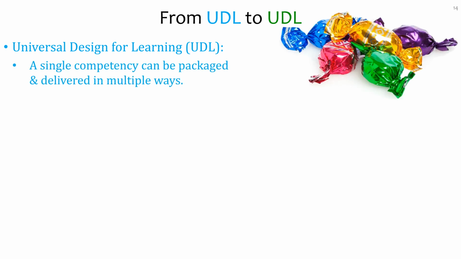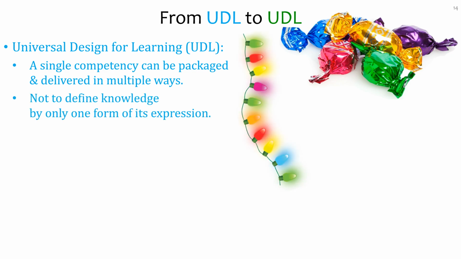From UDL to UDL, so let me explain what this is. My experience with UDL gradually transformed my entire outlook on life. So with universal design for learning, the idea is that a single competency can be packaged and delivered in multiple ways. Kind of like you have a candy and it can be wrapped in different colors. It's still the same candy. Not to define knowledge by only one form of its expression. So you can have multiple lights, multiple colors, but all of them show you the electricity, and all of them are forms of light. So to accept that.